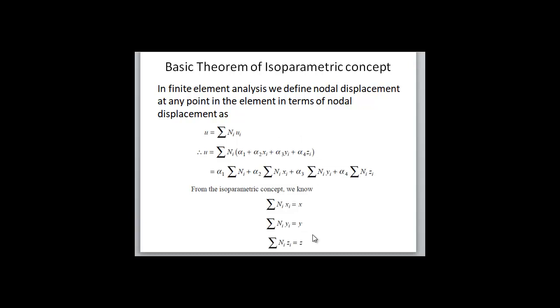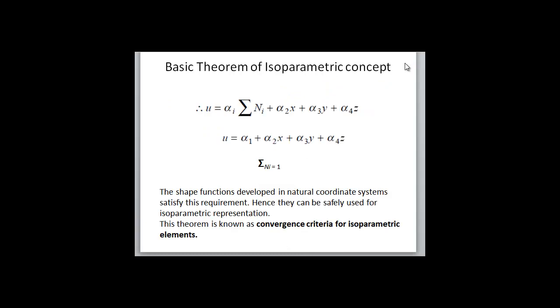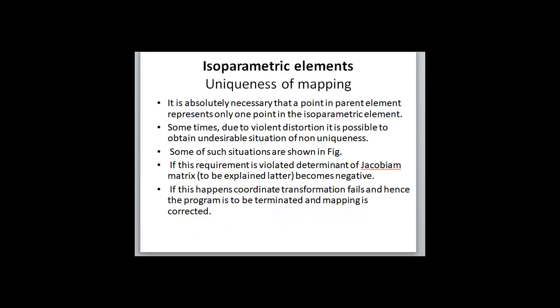By using this displacement function and from the isoparametric concepts, we know that the summation of Ni into xi is equal to x, similarly the summation of Ni into yi is equal to y, and the summation of Ni into zi is equal to z. By using these conditions and isoparametric concepts, the theorem can be proved. Hence, they can safely be used for this isoparametric representation. The shape function developed in the natural coordinate system satisfies the convergence requirements, and this theorem is known as the convergence criteria for isoparametric elements.